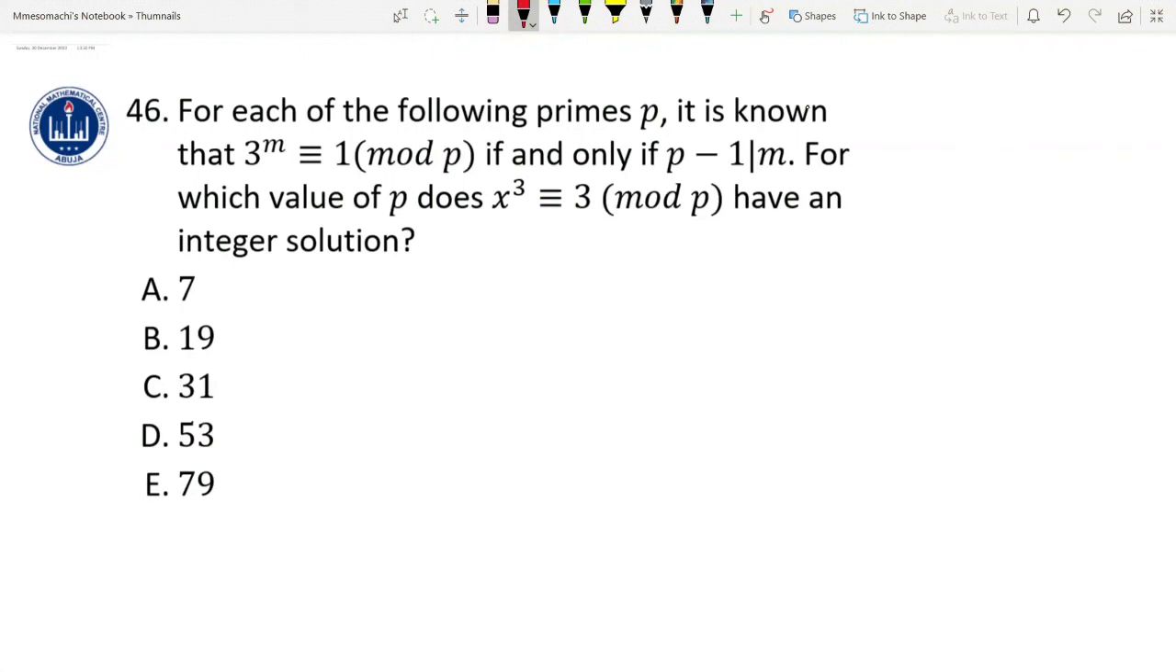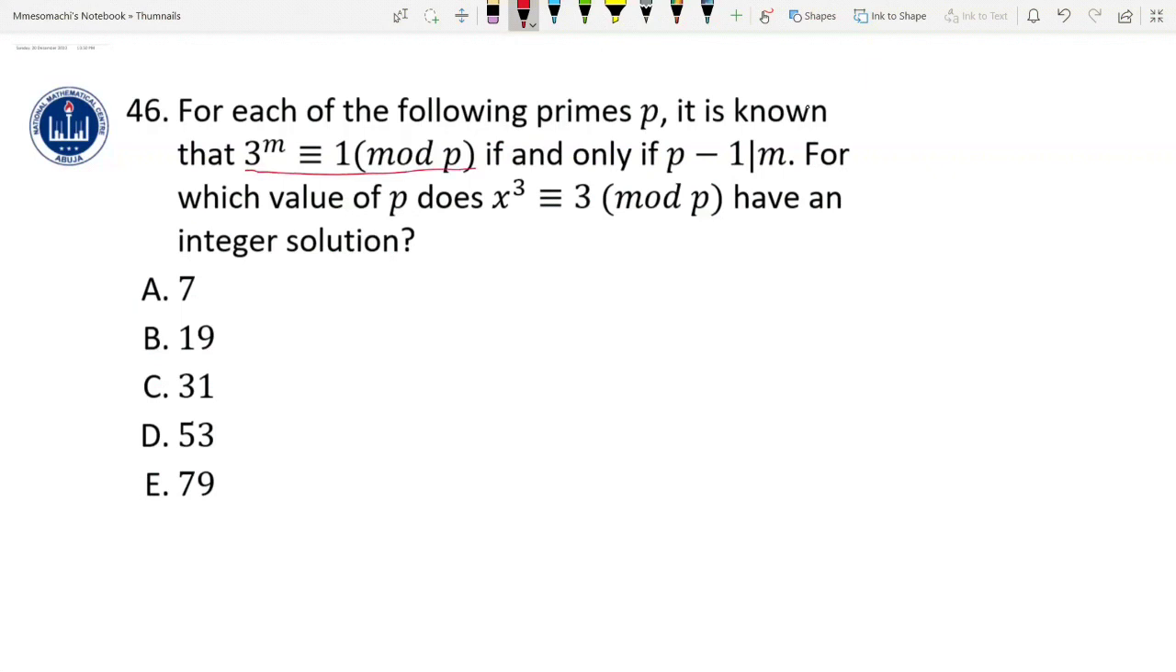When they say for each of the following primes P, they're talking of the primes in the options. Each of the numbers in the options are primes, and it is known that 3 raised to the power m is congruent to 1 mod P. So we don't have to test this. We just trust the examiner on this, okay?